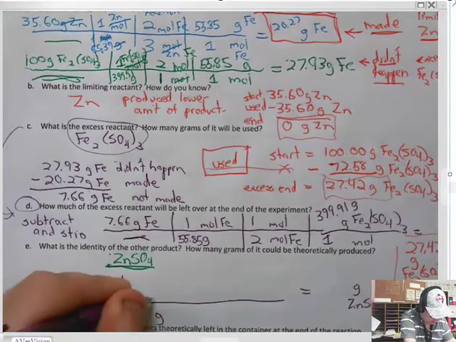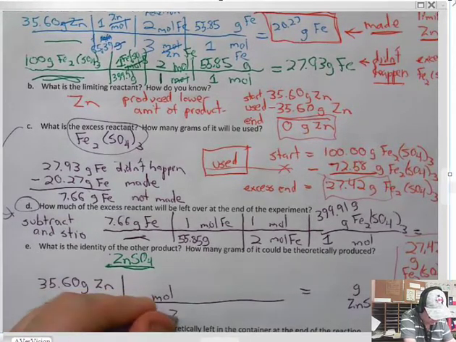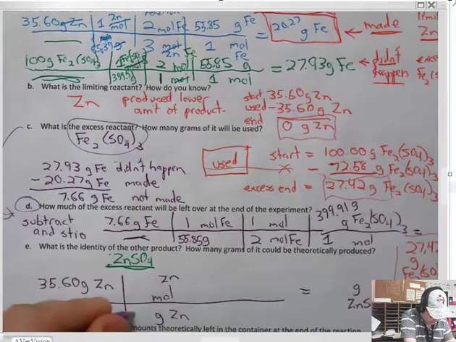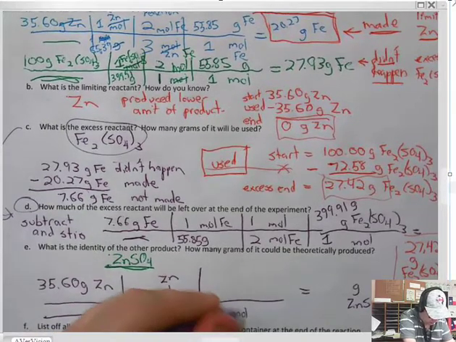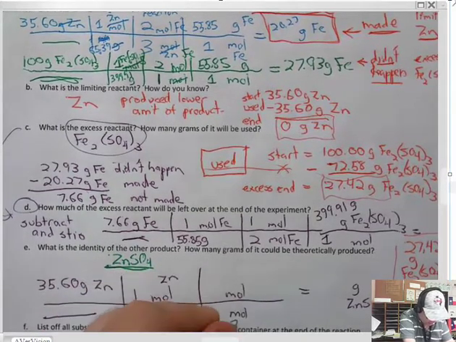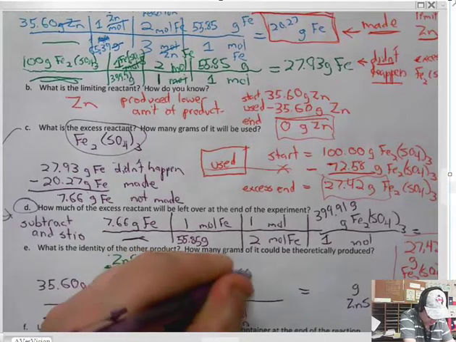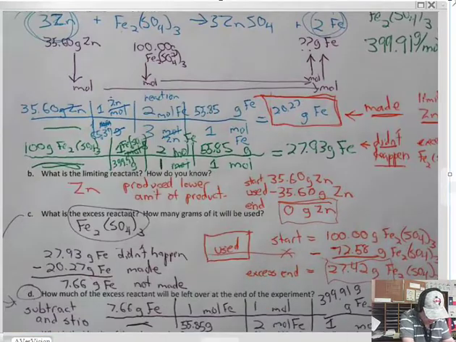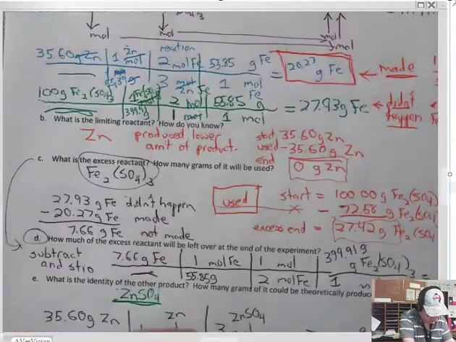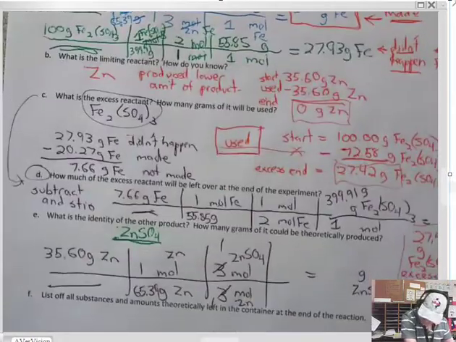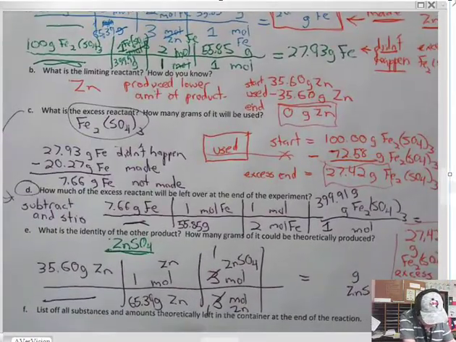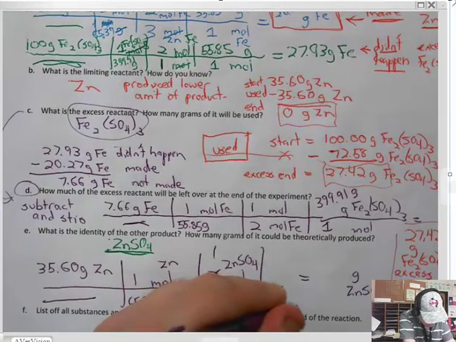Grams on the top, grams on the bottom. What am I going to go to? Moles. 65.39 grams, 1 mole. Moles on the top, moles on the bottom. What are we going to convert to? Moles. That doesn't make sense. This is zinc, and this is zinc sulfate. Now I've got to go back to my balanced equation. 3 zinc sulfates, 3 zincs. I wish I could reduce to 1 and 1 if I really wanted to. Okay, that's nice, Mr. Harriman. And then 1 mole of zinc sulfate.